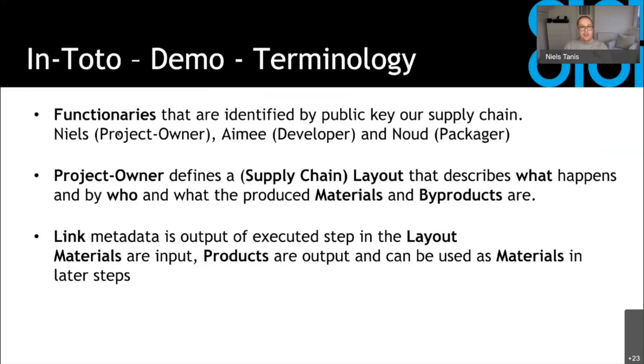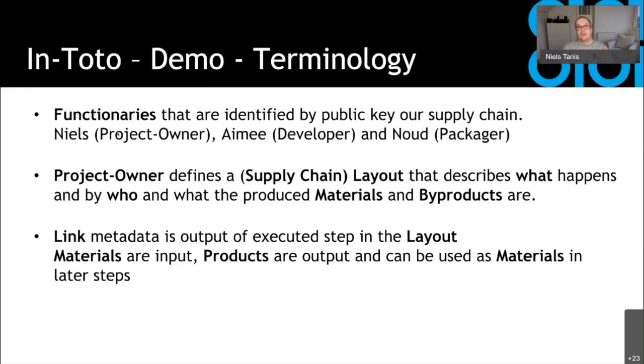So each of these steps can be written down, and I as a project owner will create a software supply chain. This system relies on public-private key cryptography, and it will sign things, right? Each of the functionaries will have a private key that they hold to themselves, and there's a public key that will validate. So we will see in the demo later on, the developer does her work, checks in source code, signs it with her key, and then the packager will pick it up.